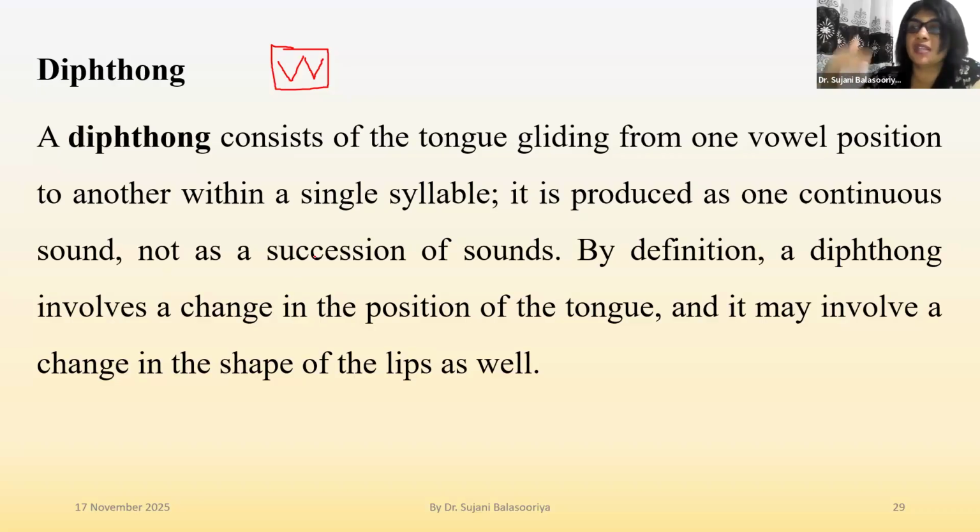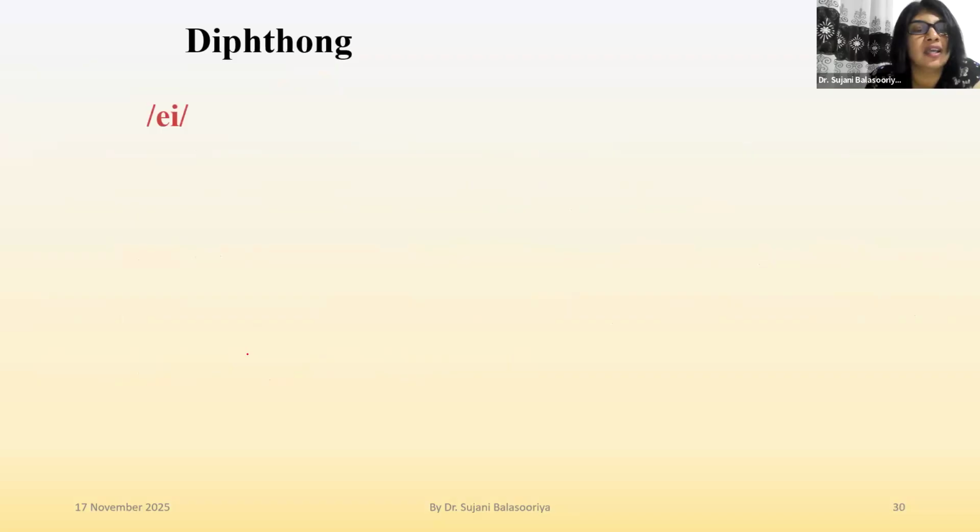When we are producing the first vowel sound, our tongue is in a particular position. But when we quickly produce the next vowel sound, the position of the tongue has to quickly change. So from one position to another, the tongue glides. Glides here means changes. At the same time, the shape of the lips also changes. So we are going to have a look at the diphthongs. In number, there are 8 diphthongs.